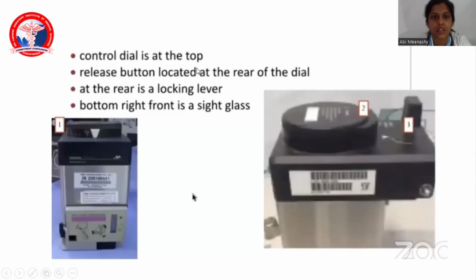It's here. So the control dial is at the top. This is your control dial. It comes with some markings. The release button is located at the rear of the dial here. At the rear is a locking lever here. In the right bottom, there is a slide glass. Here you can see the level of inhalational agent that is being filled.